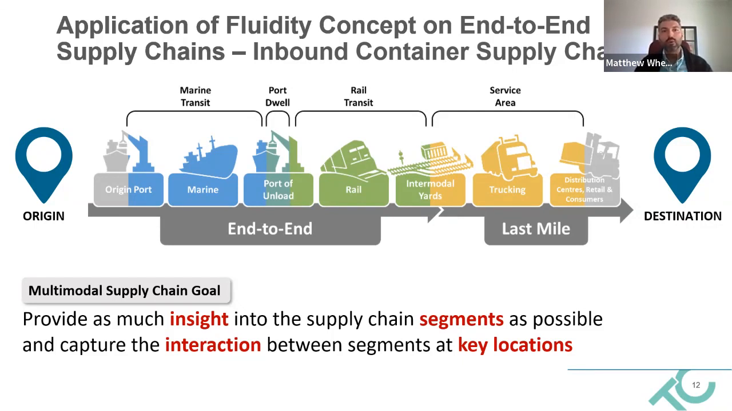So the goal here was to provide as much insight into supply chain segments as possible, and then capture the interactions between segments at key locations. Those segments where you have those interactions, such as the port, are the areas where we often see the most variability in performance, just because you have so many key stakeholders or key modes of transportation meeting in one spot.